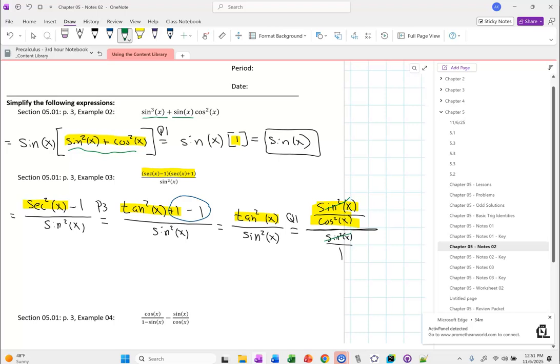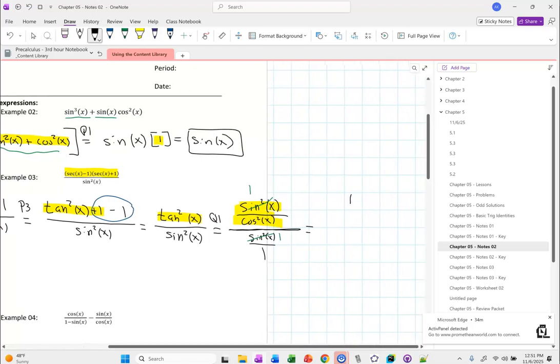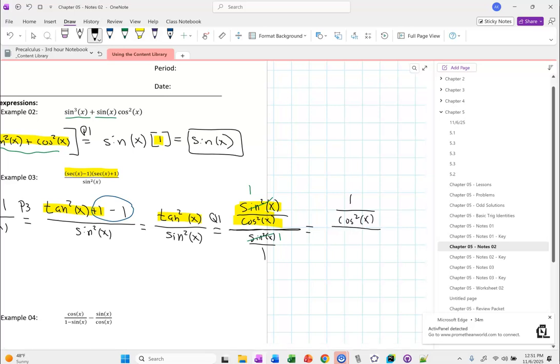When I reduce a fraction, what happens to the thing I cross out? What does it turn into? 1. So if I write this, I'm going to have 1 over cosine squared over 1, because 1 over 1 is just 1. Everybody's okay with that?